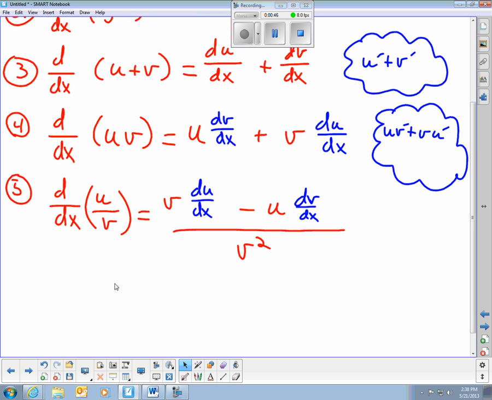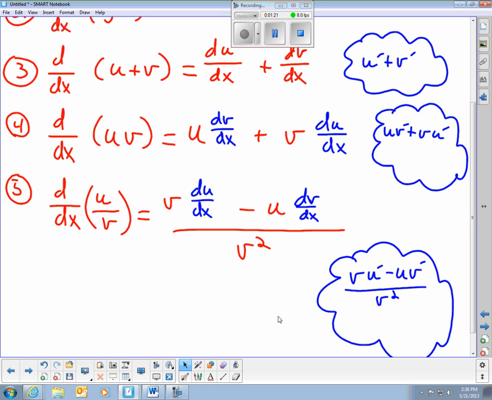And that's the derivative of u divided by v. That's going to be equal to v times the derivative of u minus u times the derivative of v, all over v squared. So one more time. v times the derivative of u minus u times the derivative of v, and that's all divided by v squared. Okay, so that's vu prime minus uv prime all over v squared. So go ahead and write that down if you haven't already.